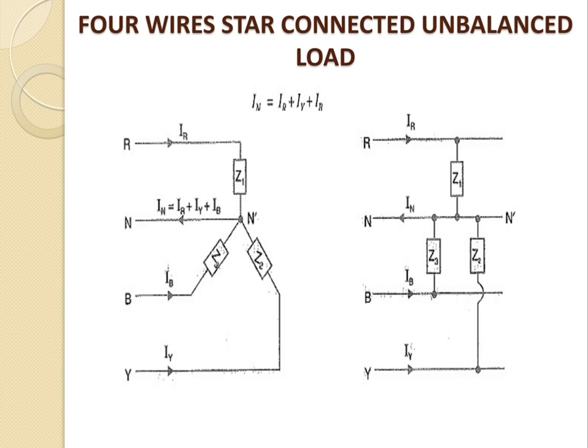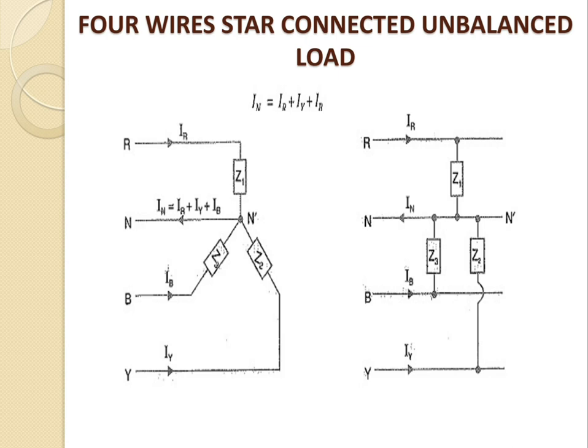So before going for the 4 wire star connected unbalanced load, firstly it is important to understand what we mean by balanced load. A balanced load is the load having the same value of impedance and power factor for each phase, which is considered a balanced load. Whereas in an unbalanced load, the values of power factor and impedance for the individual phases are different, which is considered an unbalanced load.